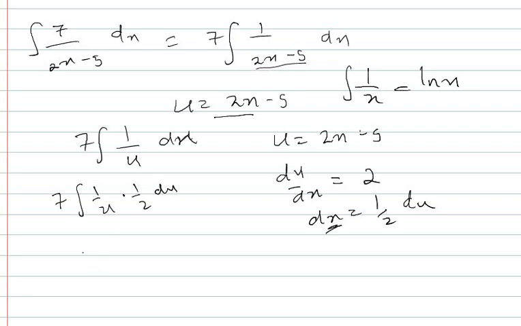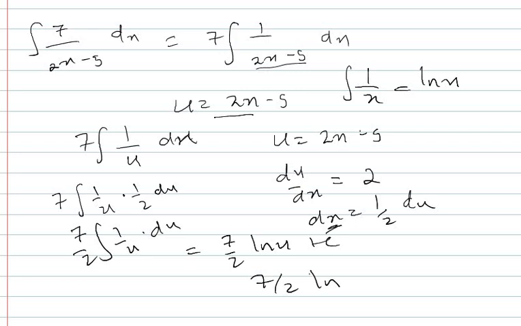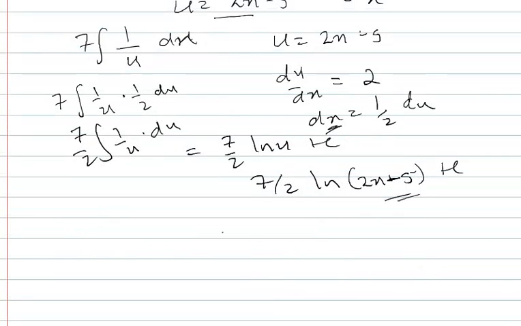So the half will come out, that's 7 over 2 integral of 1 over u du. The integral of 1 over u is ln u. Then we can say 7 over 2 ln of u plus c. So 7 over 2 ln, our u is 2x minus 5, then plus c. So this is the shortcut.